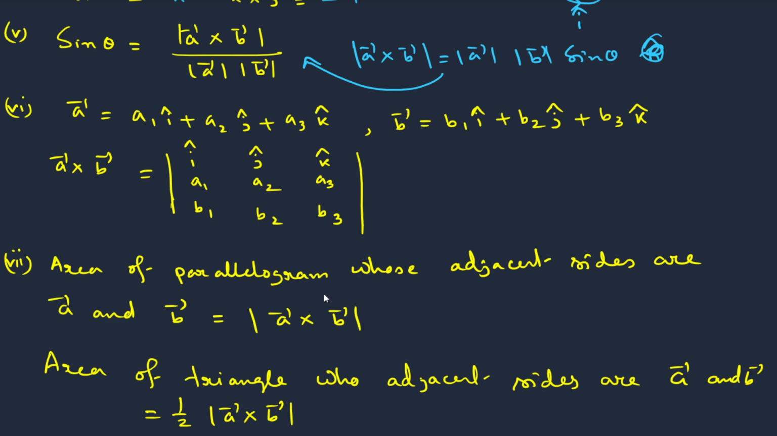Then the area of a parallelogram. Area of parallelogram is what? Modulus of A bar cross B bar. That I showed in the physical interpretation of cross product. If these vectors are A bar and B bar, then this area is modulus of A bar cross B bar. But if you want to find the area of the triangle, since this side is B bar and this is also B bar, you just have to take half of the area of the parallelogram.